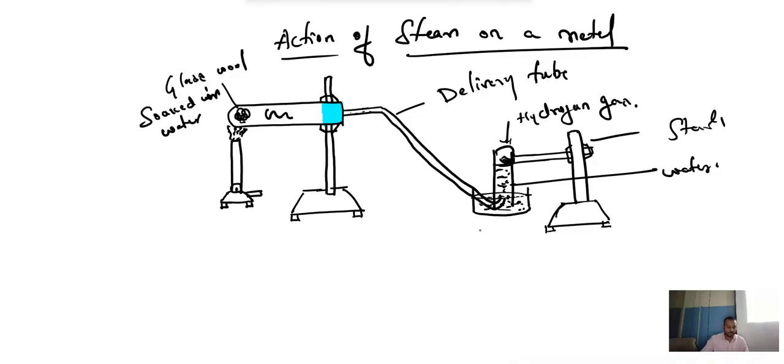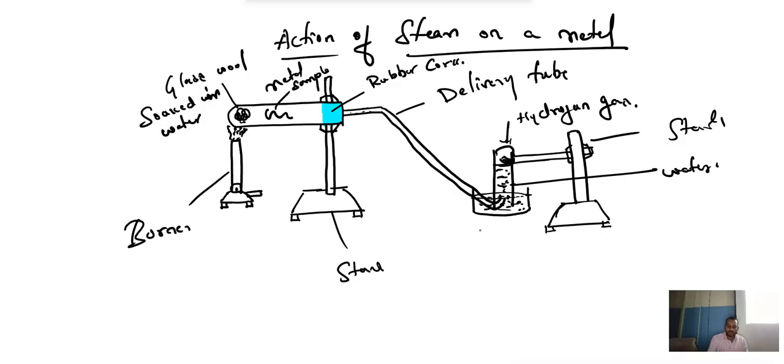This is a stand. Even this is a stand. And this is a rubber cork. And this is the metal sample. And this is the burner. Any doubts with this diagram? First what we have to do? Draw one test tube. Hold it with a stand.